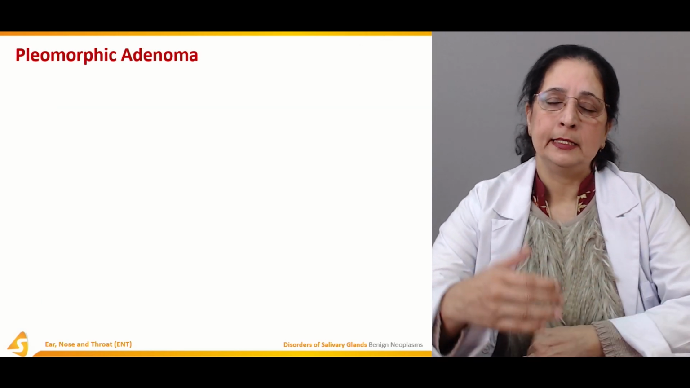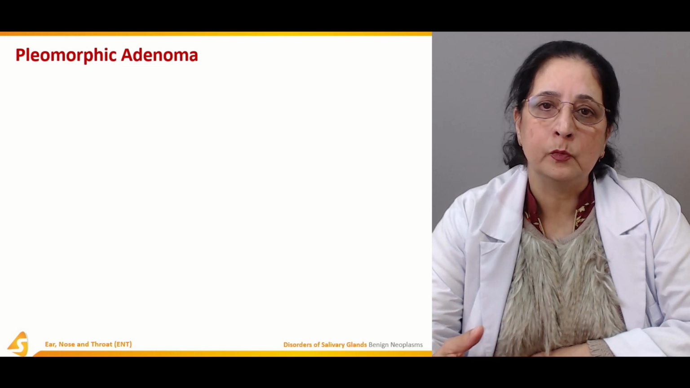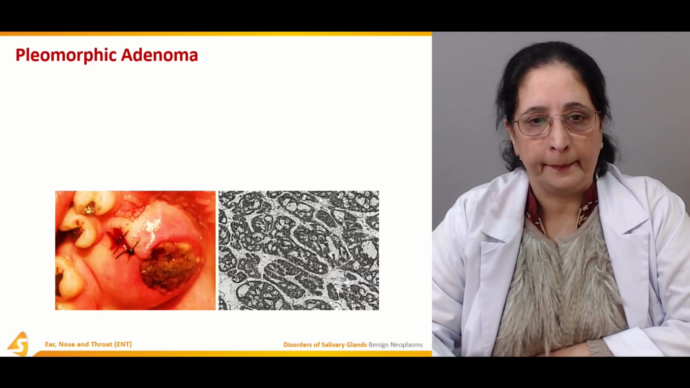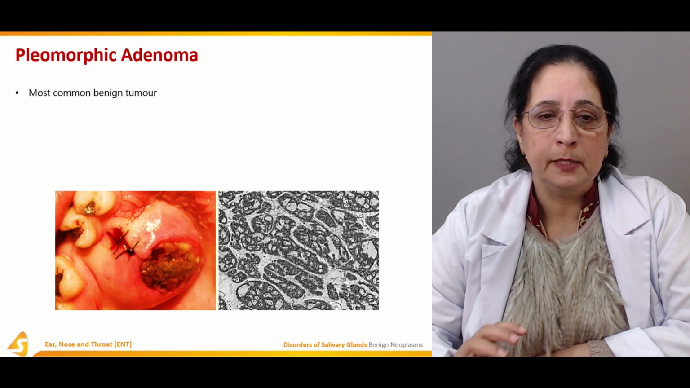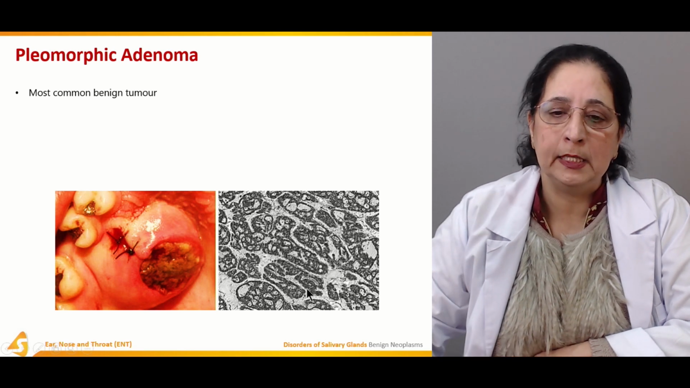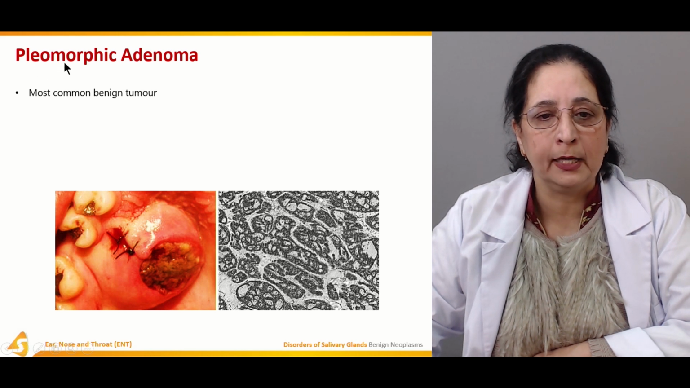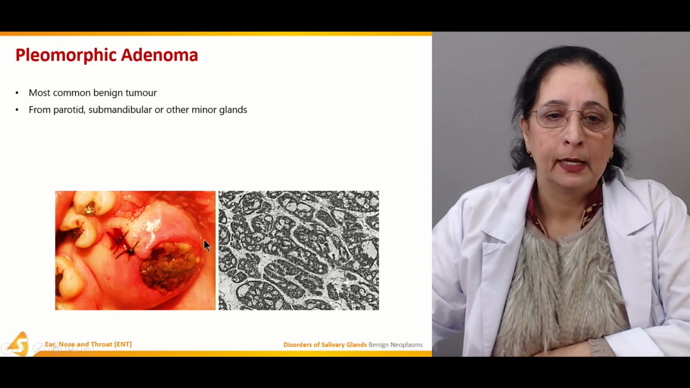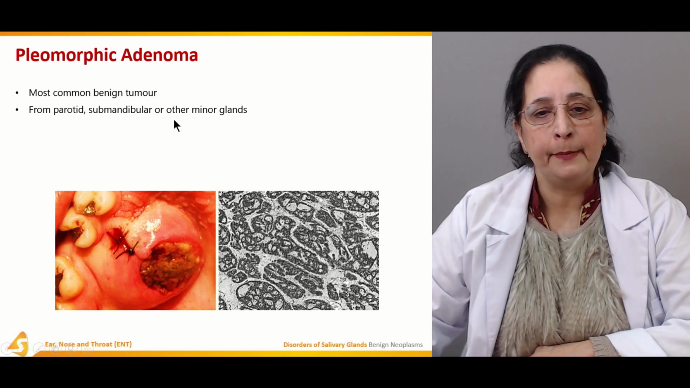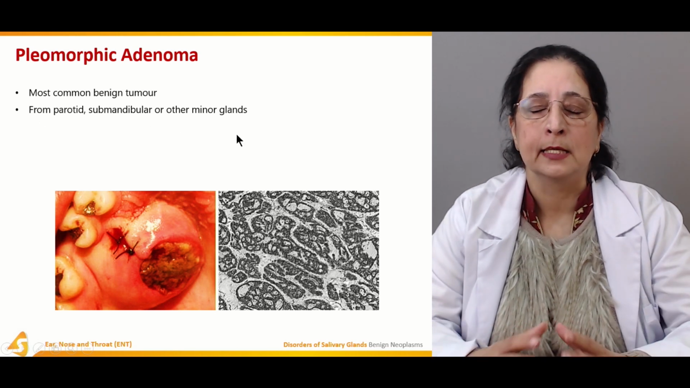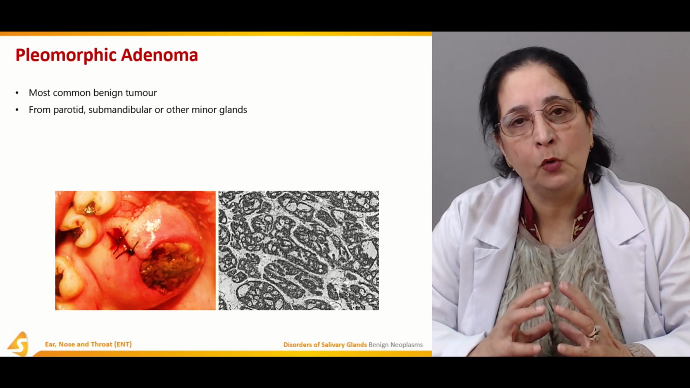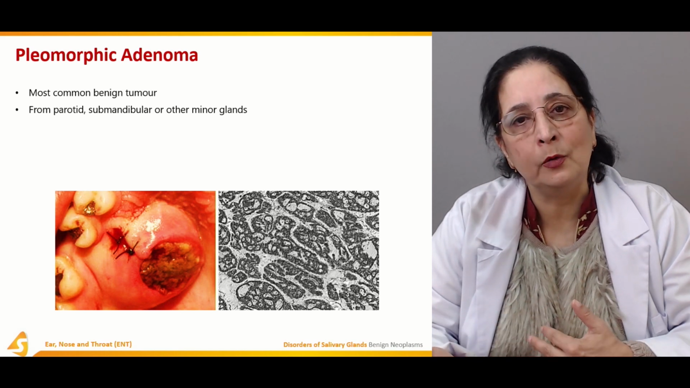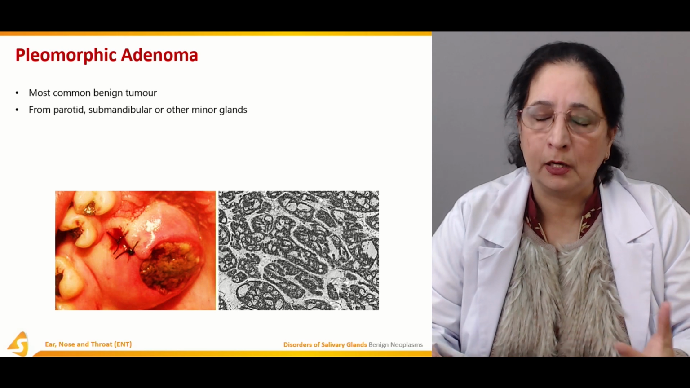So let's begin. In this section, we will talk about the benign tumors. So let's talk about them one by one. So pleomorphic adenoma. Pleomorphic adenoma is the most common benign tumor of the salivary glands. Very, very bad picture you can see. It can involve the parotid, submandibular, and also minor salivary glands, which are a lot in number.